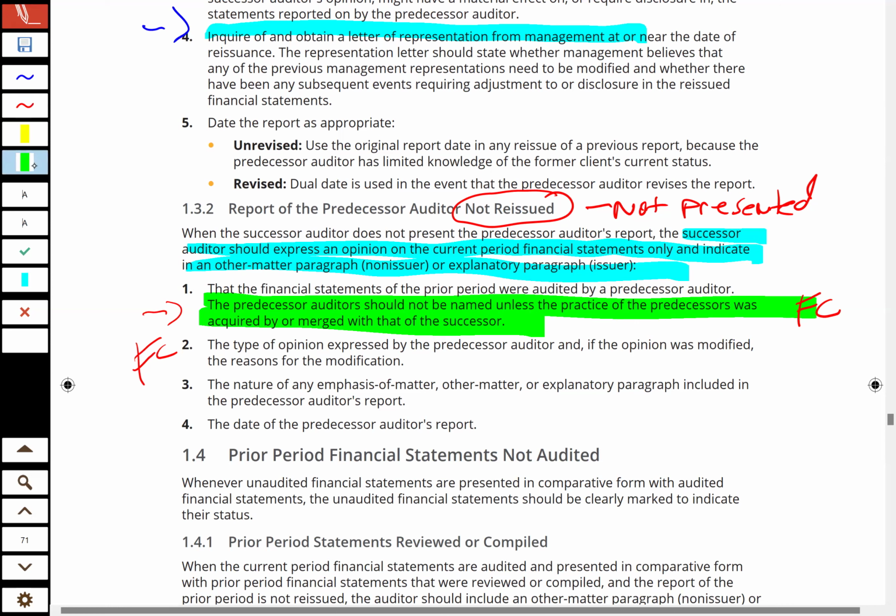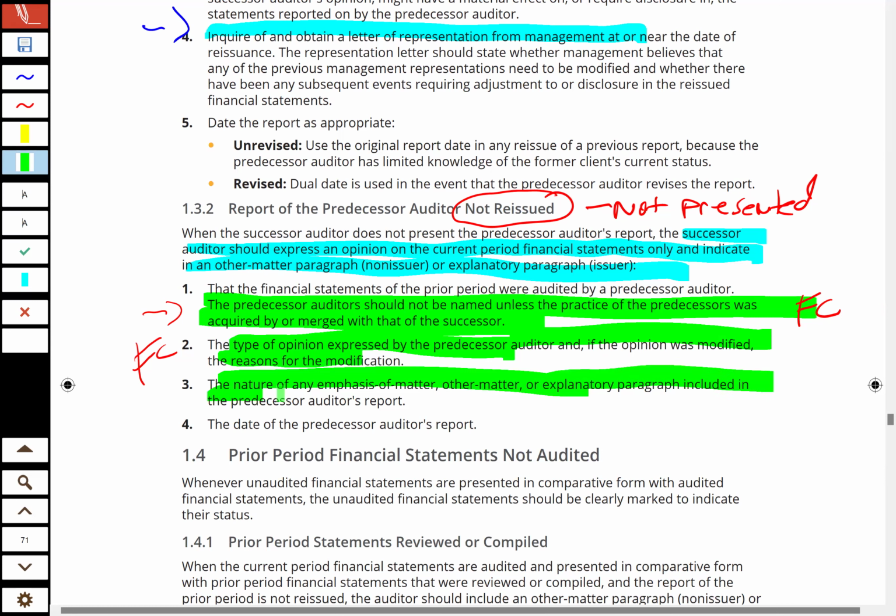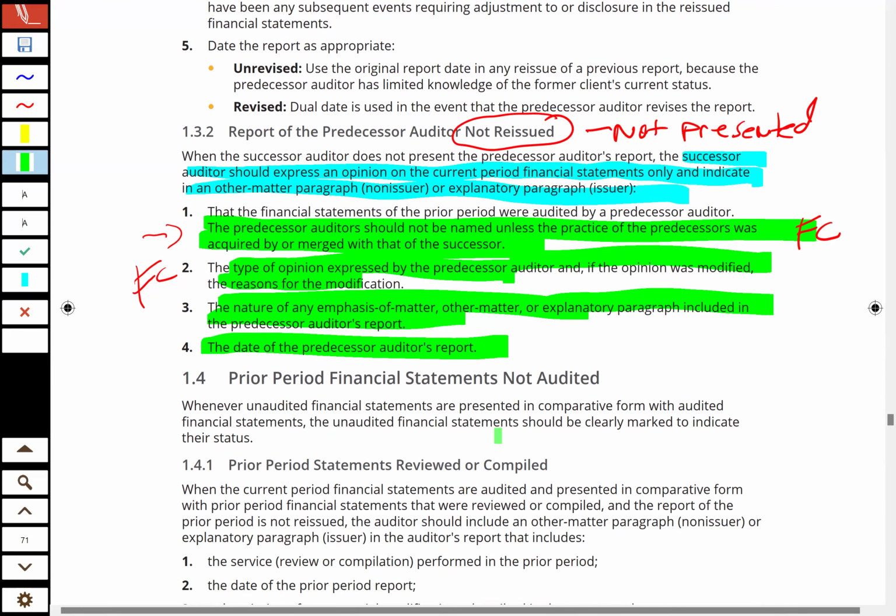Then book reporting it, I would say the type of opinion expressed by the predecessor, what was it? If it was modified, what was the reason? The nature of any emphasis of matter or other matters, explanatory paragraphs in there, and the date of your report. So I simply book report. I summarize your report in my report. Okay. Flashcard those elements, but I don't name you by name unless I acquired your practice. I guess you could put that all in the same flashcard. I don't know that you need a separate one for that. Okay.